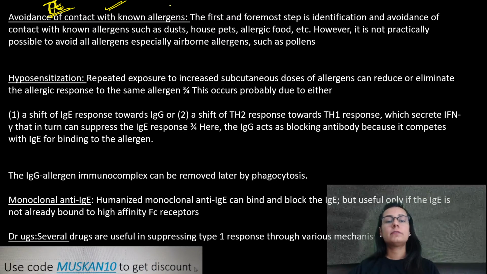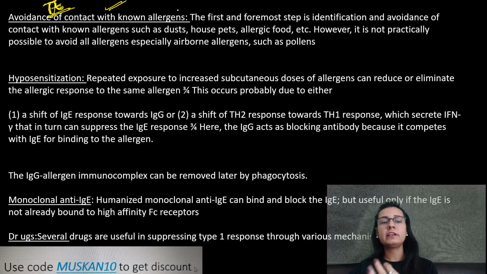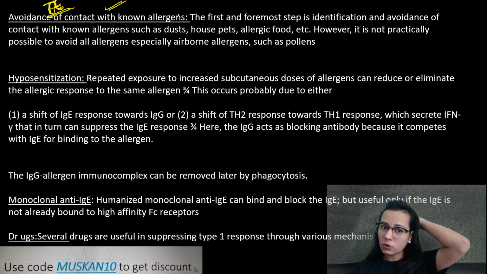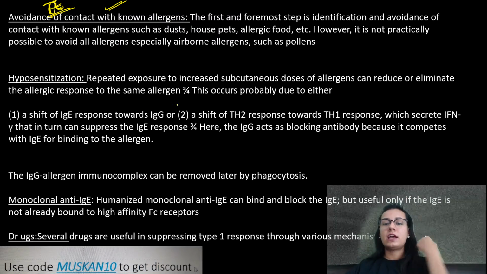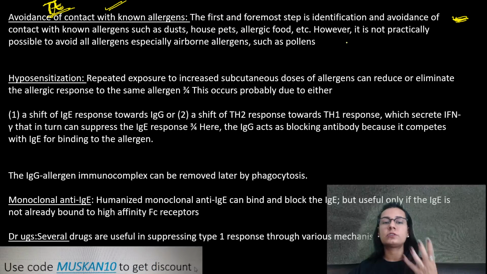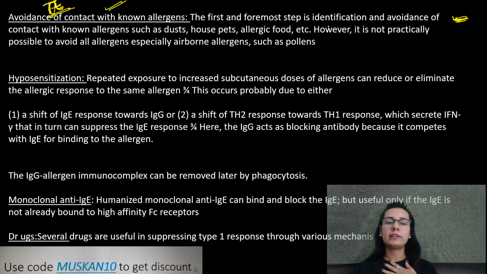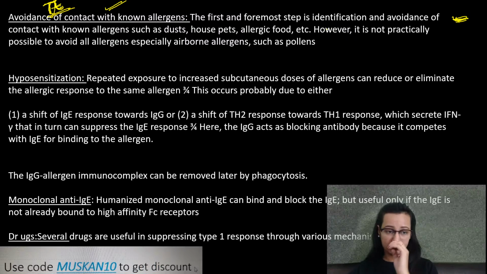Yeah, so the first basic treatment, if I know that I'm allergic to this particular allergen, to peanut or whatever, then avoid contact with the known allergen. The first and foremost step is identification, and then avoidance of contact with the allergen, such as dust or pets or food. However, it is not practically possible because most people do not know what they are allergic to, and it is not possible to avoid all the allergens, specifically in India.